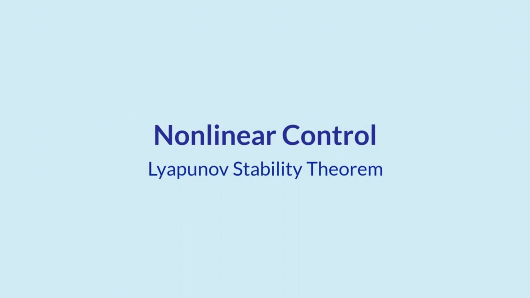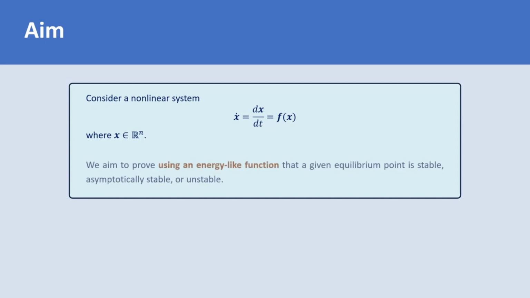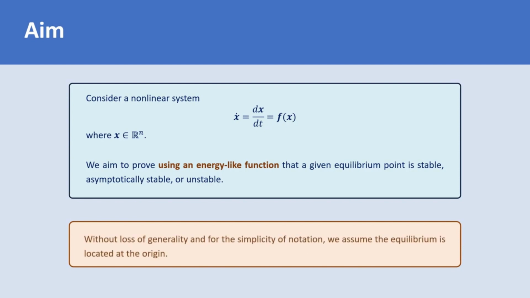Consider a nonlinear system in the form of x dot equals f of x, where x is an n-dimensional real vector. We aim to prove using an energy-like function that a given equilibrium point is stable, asymptotically stable, or unstable. Without loss of generality, and for simplicity of notation, we assume the equilibrium is located at the origin.